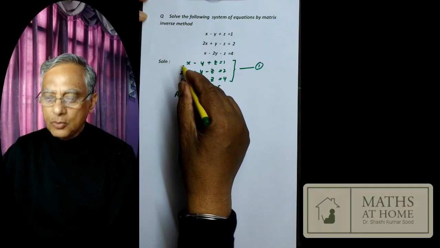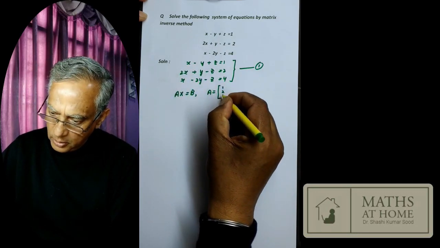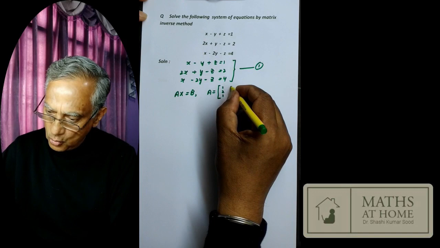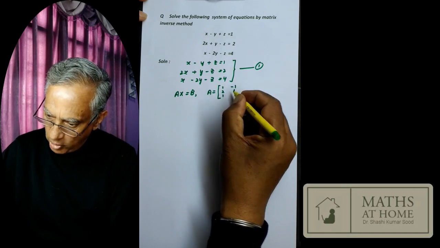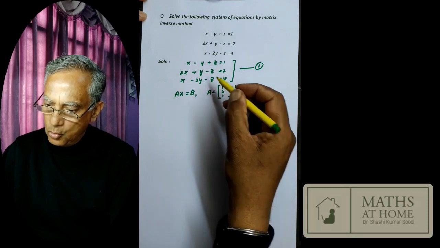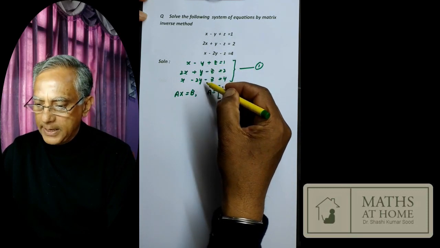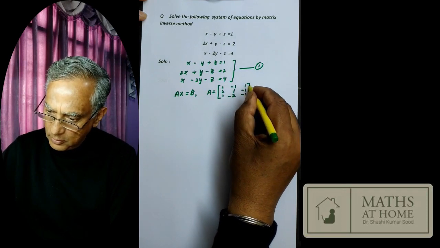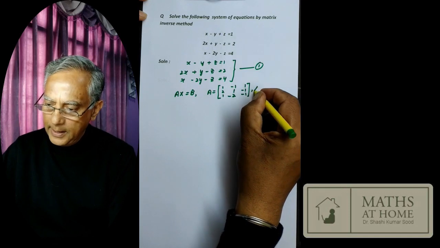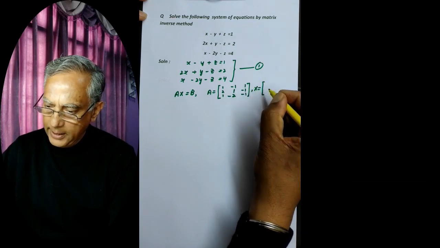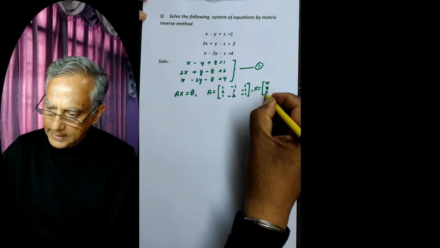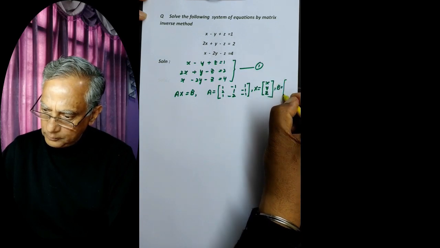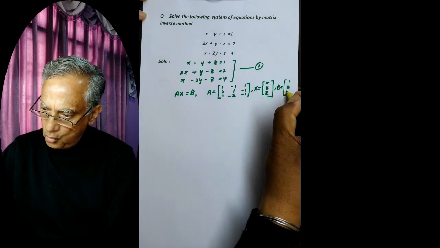Write the coefficients of X: 1, 2, 1. Now write the coefficients of Y: minus 1, 1, minus 2. Write the coefficients of Z: 1, minus 1, minus 1. This is A. X is the variables, X, Y, Z. These are the three variables. And B is 1, 2, 4.